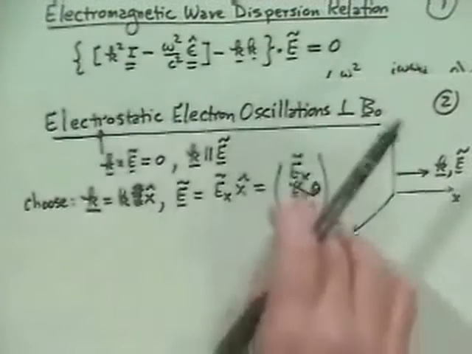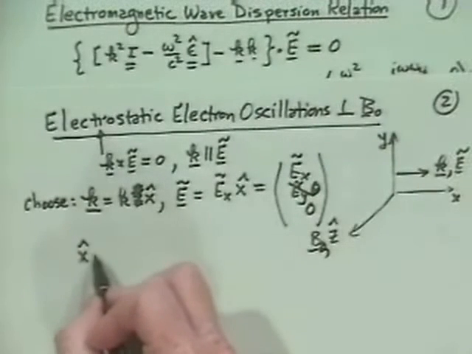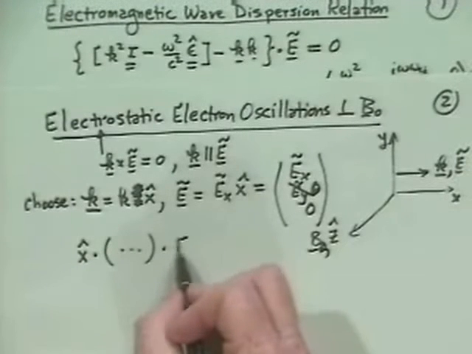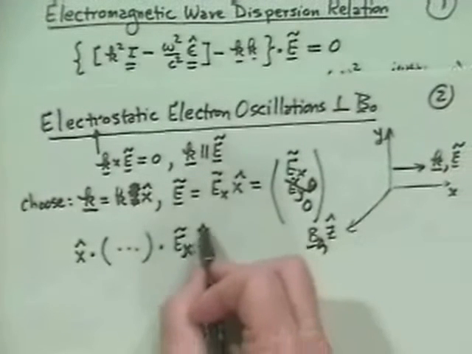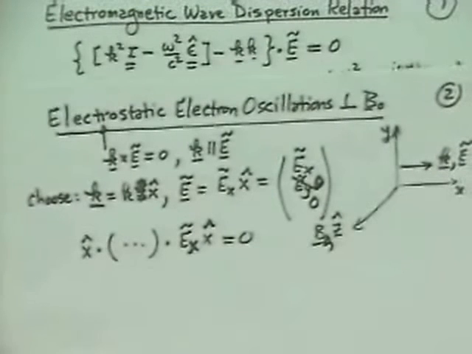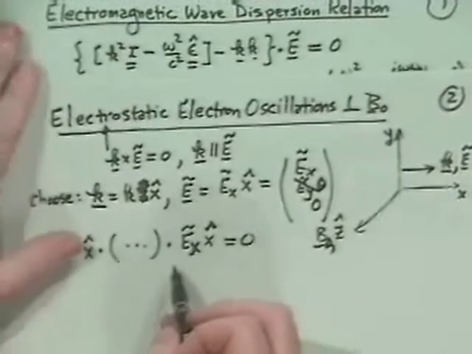But that would just help us on part of it. So what we really end up doing is you take the x-hat component of the dispersion relation, and then it's dotted into E tilde, x-hat, is equal to zero.